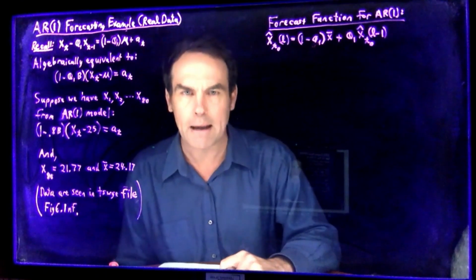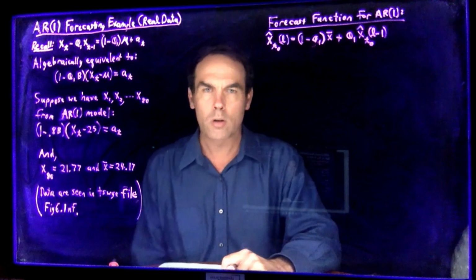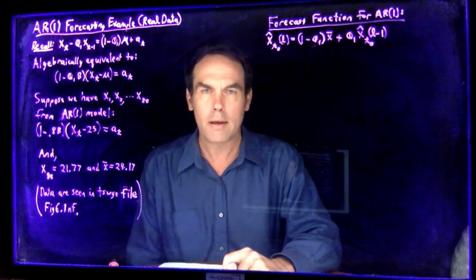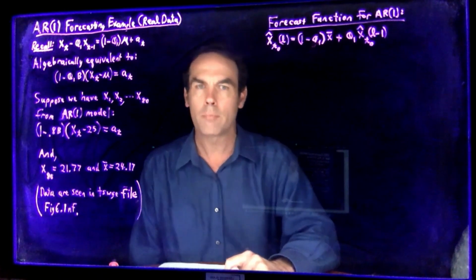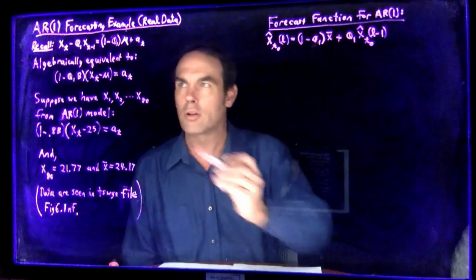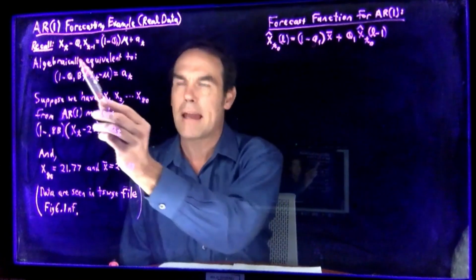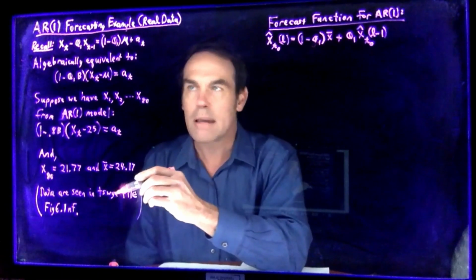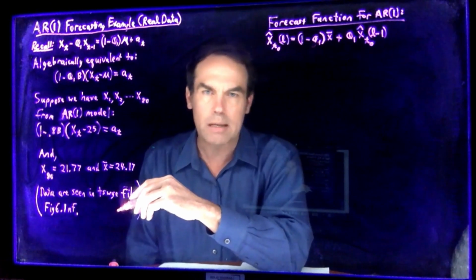We'll calculate by hand some AR1 forecasts for some real data. Recall in the last video, we looked at the model for an AR1 and considered the forecasting formula for such a model. So let's go back and look at that. Just remember that the formula for the AR1 model is given by x sub t minus phi1 times x sub t minus 1 equals 1 minus phi1 times mu plus a sub t.